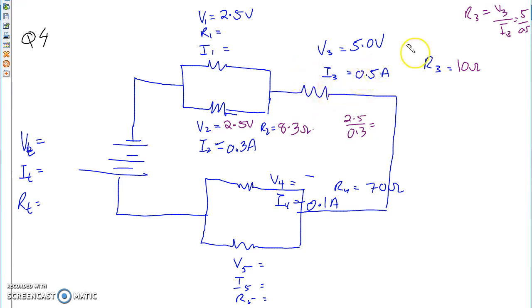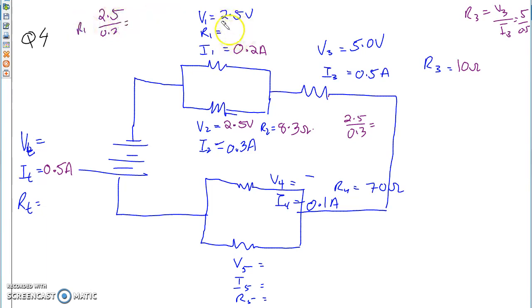Now, this is a series circuit. So if this is 0.5 amps, that means right here is also 0.5 amps. If this is 0.3 amps, then right here this has to be 0.2 amps. 0.2 plus 0.3 gives you 0.5 because in a parallel circuit your current is added together. So this will become 2.5 divided by 0.2, which is R1.